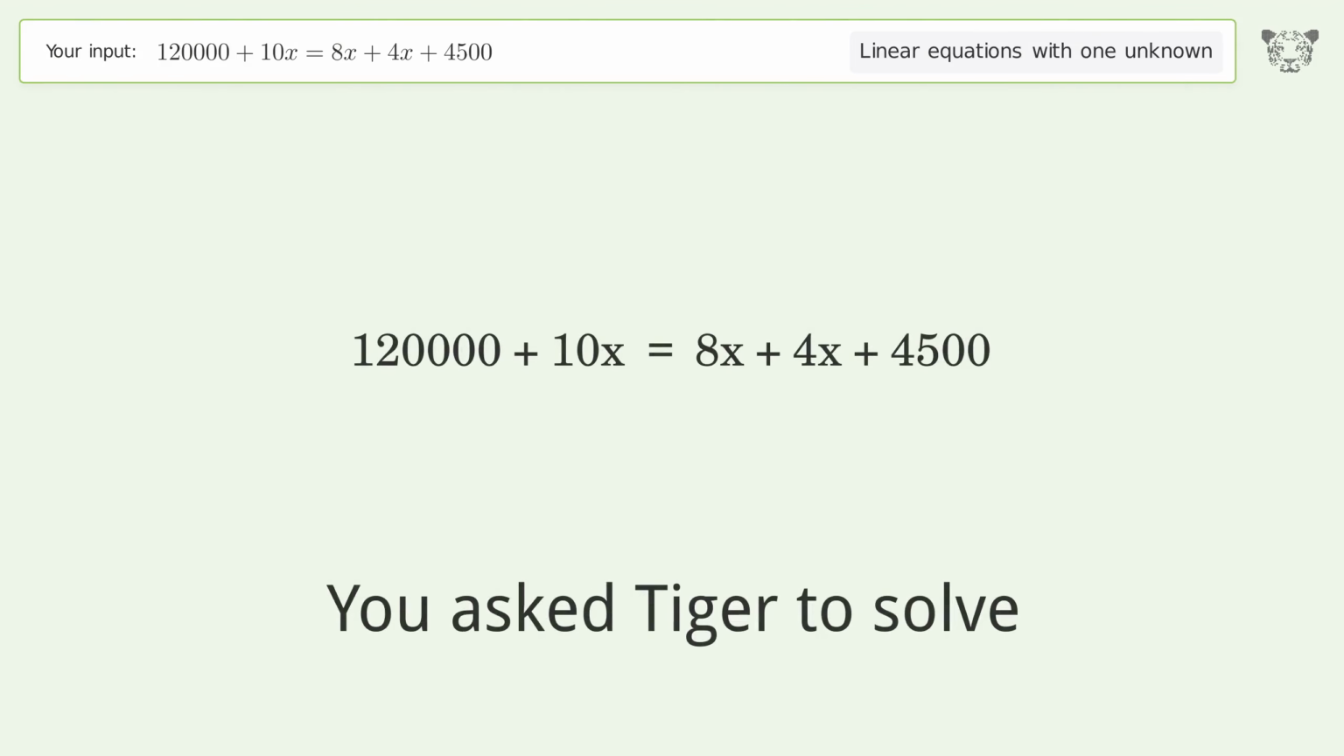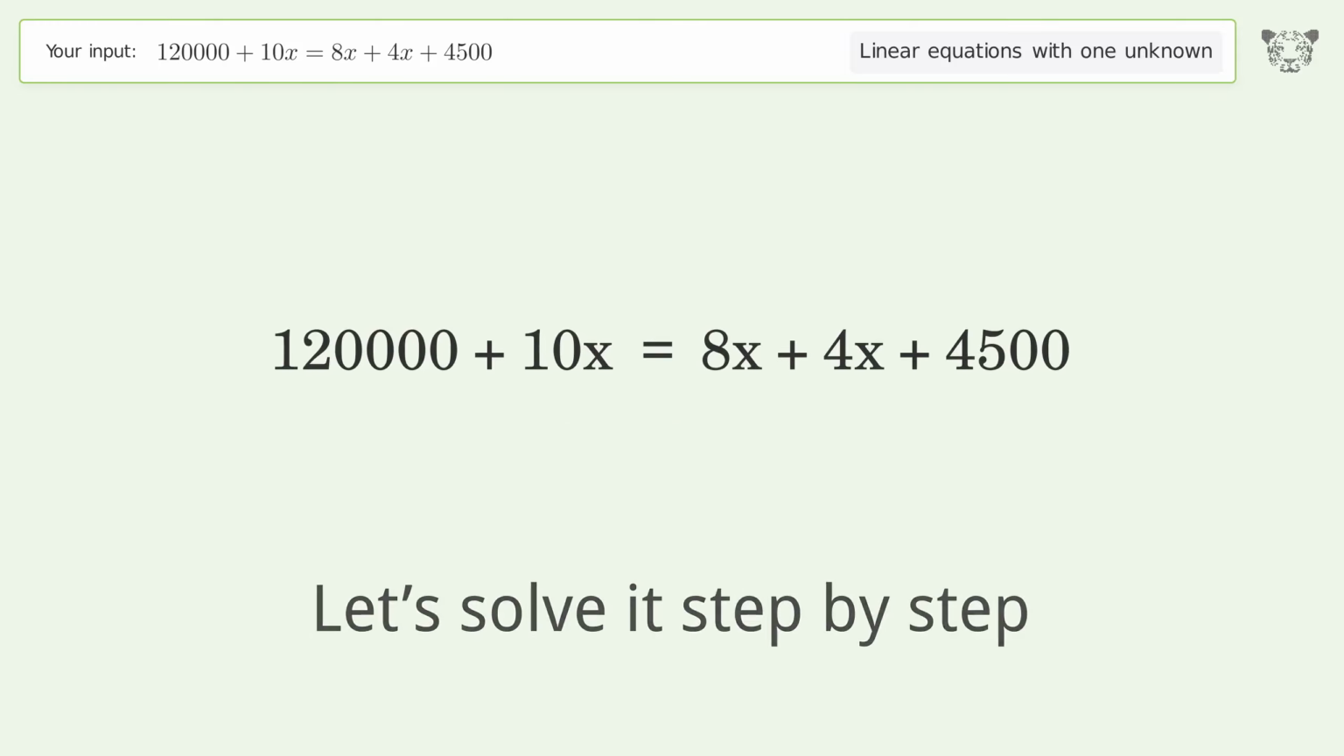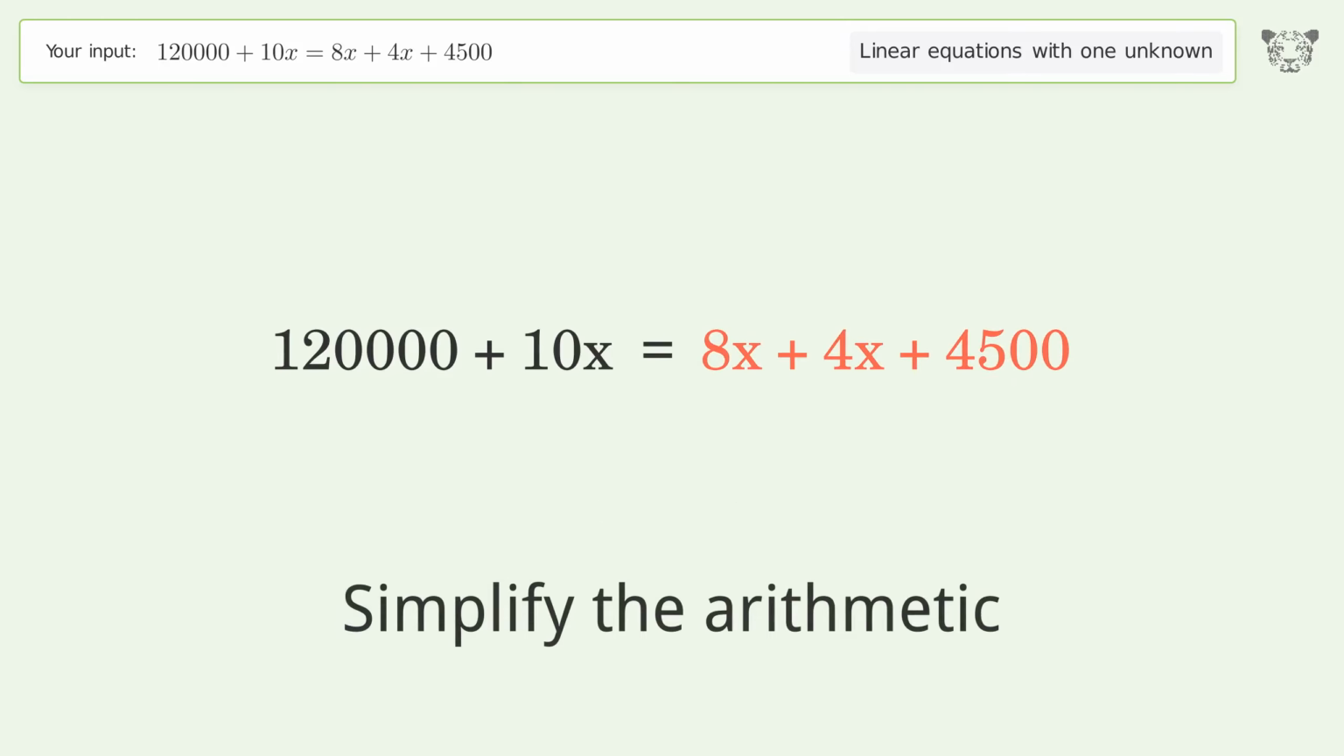You ask Tiger to solve. This deals with linear equations with one unknown. The final result is x equals 57,750. Let's solve it step by step. Simplify the expression. Simplify the arithmetic.